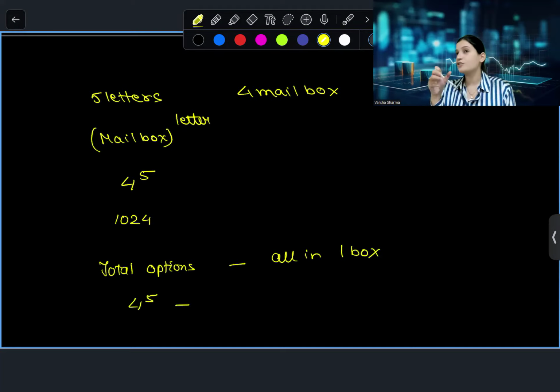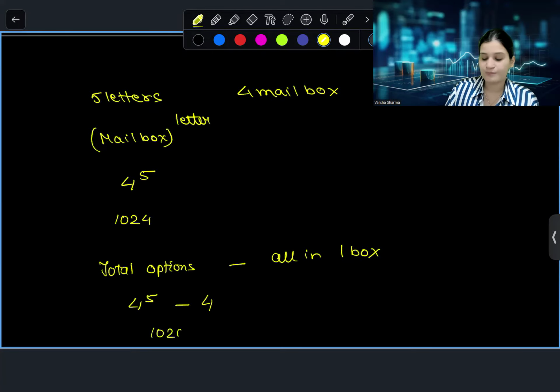All in one box. It can so happen that all the 5 letters are in the first box. All the 5 letters are in the second box. All the 5 letters are in the third box. All the 5 letters are in the fourth box. So those 4 possibilities are not allowed. So basically total options minus the number of boxes, minus 4, the answer will be 1020. Am I clear?